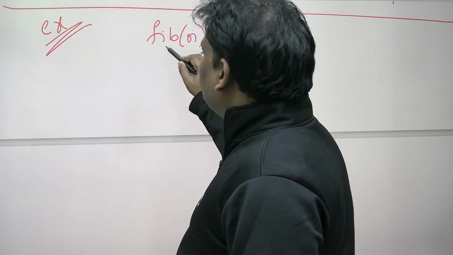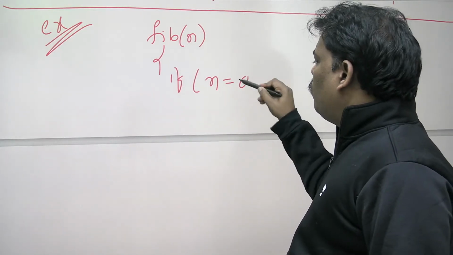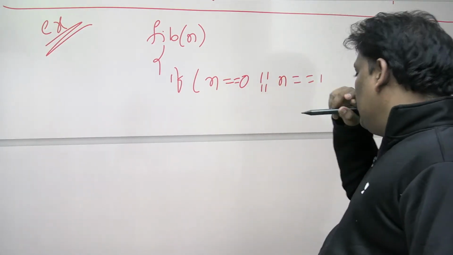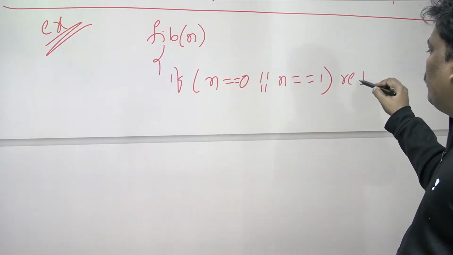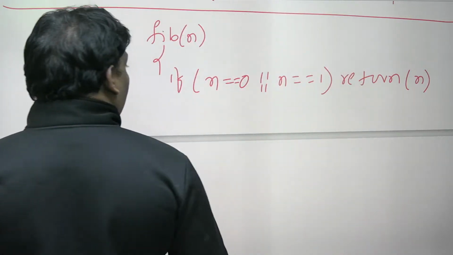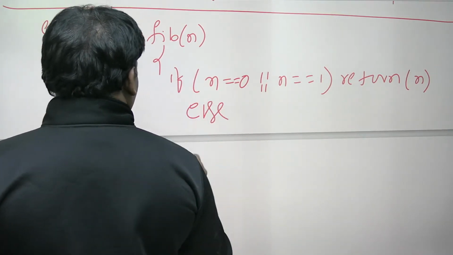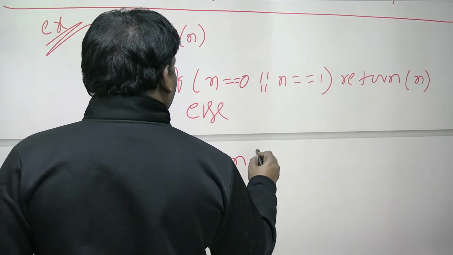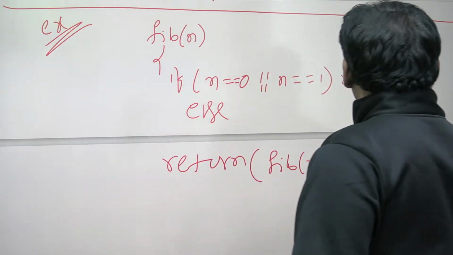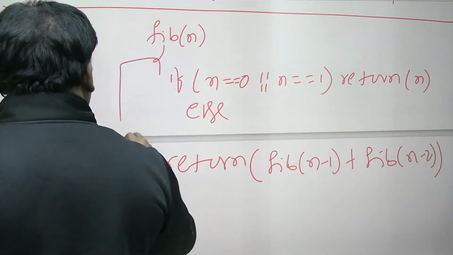Fibonacci of n. Listen. If n is equal to 0 or n is equal to 1, return n. Simply I am writing the Fibonacci program. Else return Fibonacci of n minus 1 plus Fibonacci of n minus 2. This is the recursive program for the Fibonacci series.